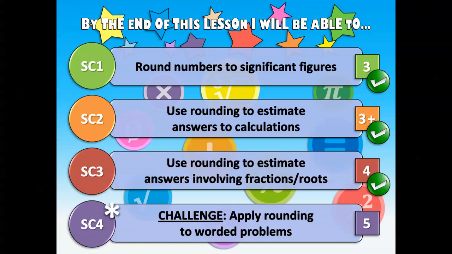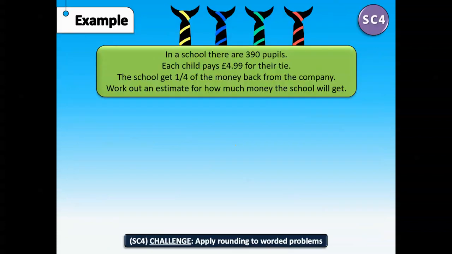And now we've completed success criteria 3. So now we're going to move on to number 4, and this is to apply rounding to worded problems. So in a school, there are 390 pupils. Each child pays £4.99 for their tie. The school get 1/4 of the money back from the company. So work out an estimate for how much money the school will get.